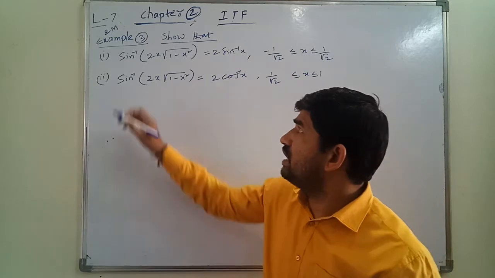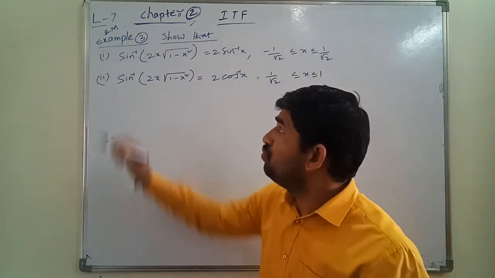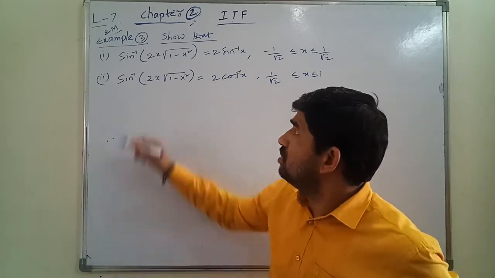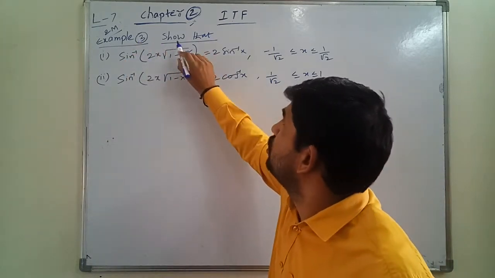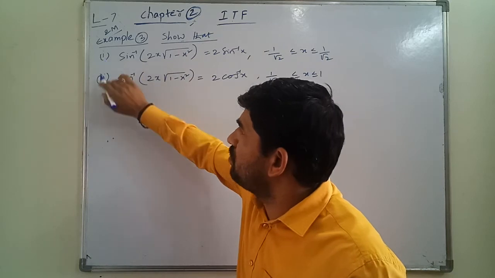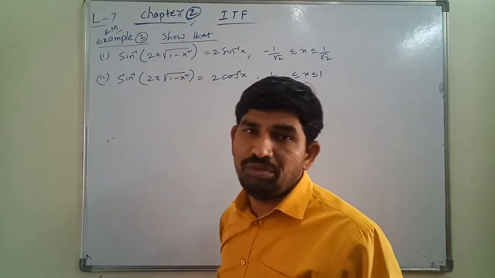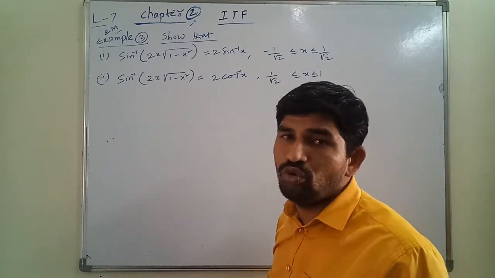See example 3 here on the board, which has already been asked for 2 marks in the NCERT board. So see example 3, what is it asking? Show that bit number 1 and bit number 2. These two bits are similar to each other. So first I will complete bit number 1 and I will leave bit number 2 for you people.